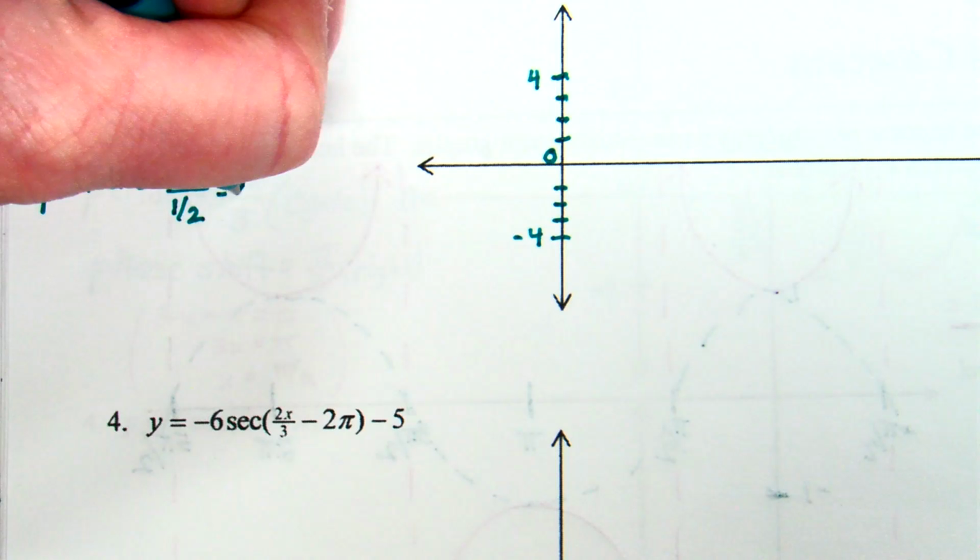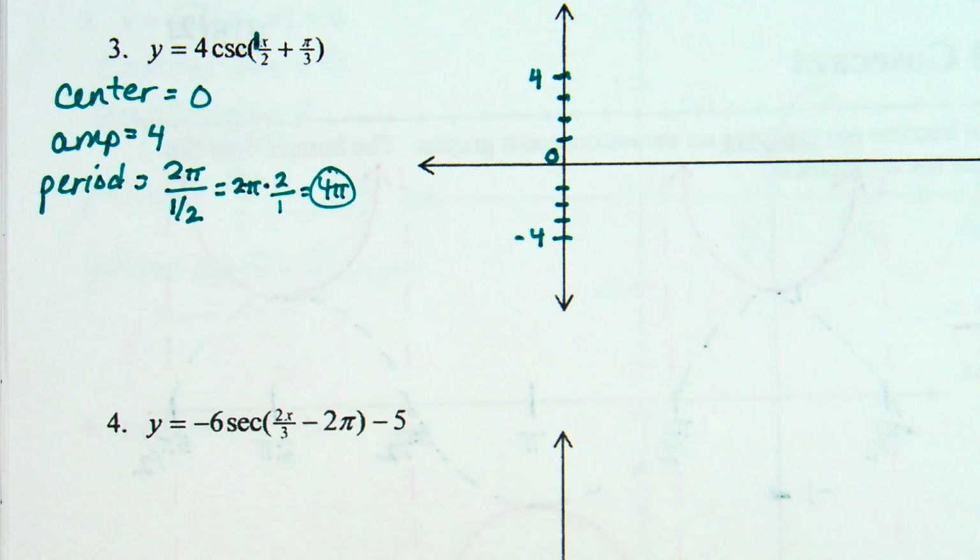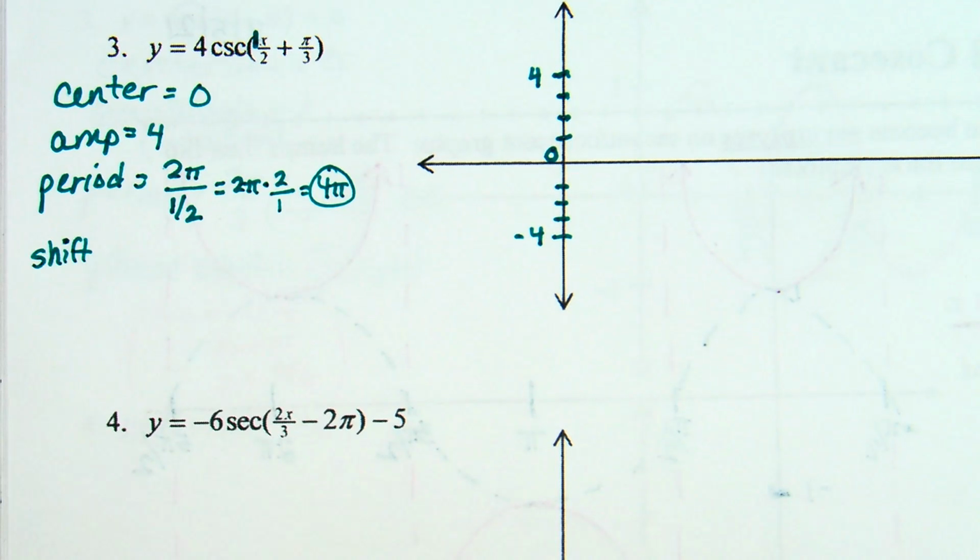Okay, what about my phase shift? Do I have one? Yeah, what are we doing? Negative. That's going to be negative pi over 3 divided by what? 1/2. C divided by B. So if we say negative pi over 3 divided by 1/2, I'm going to say negative pi over 3 times the reciprocal of 1/2. So 2 over 1. Yep.